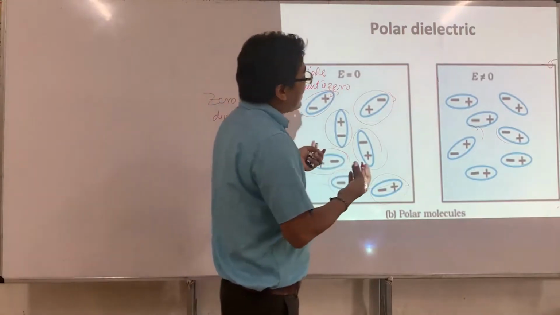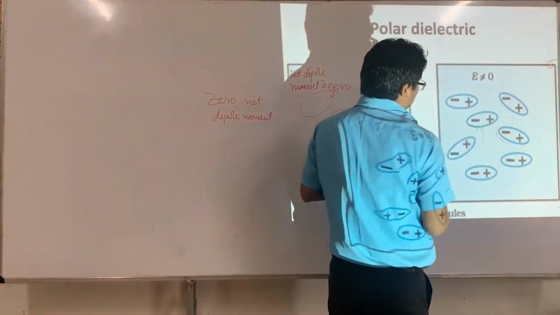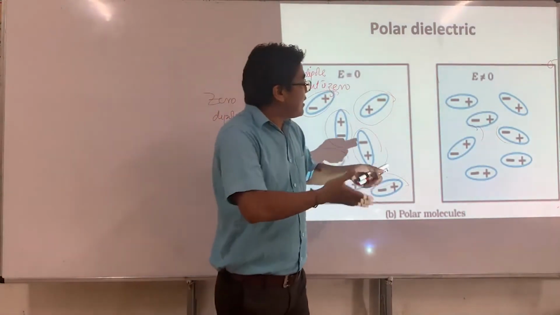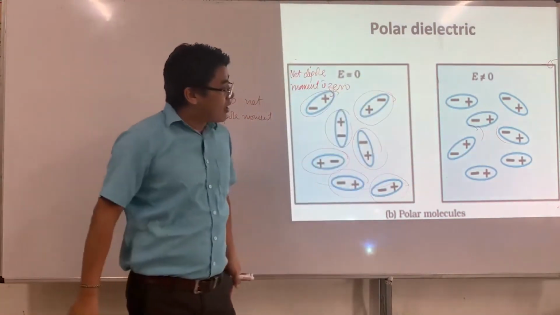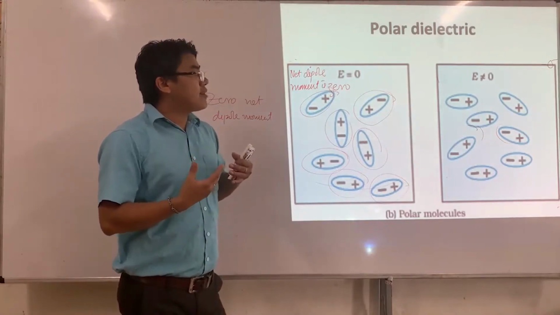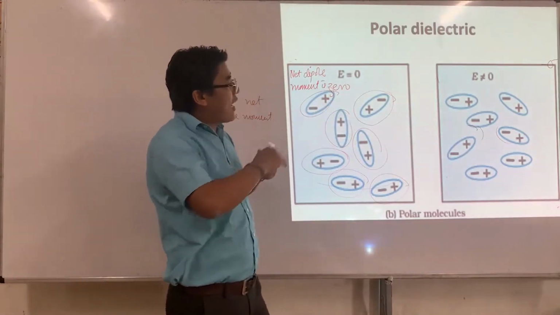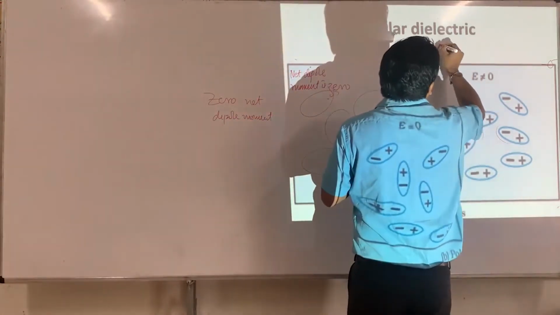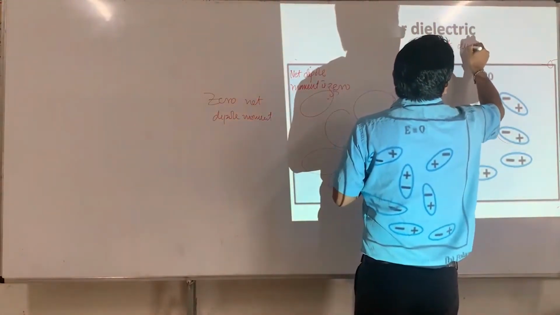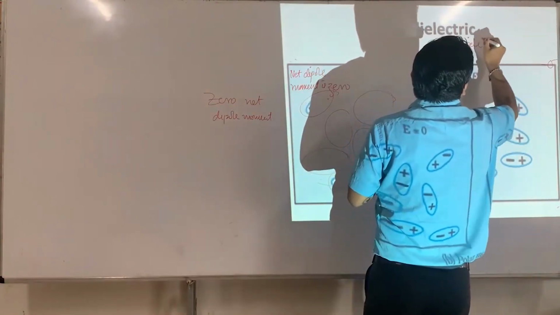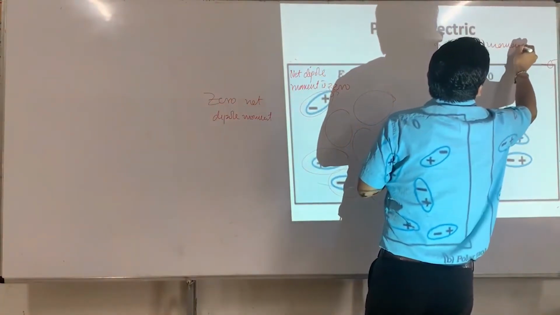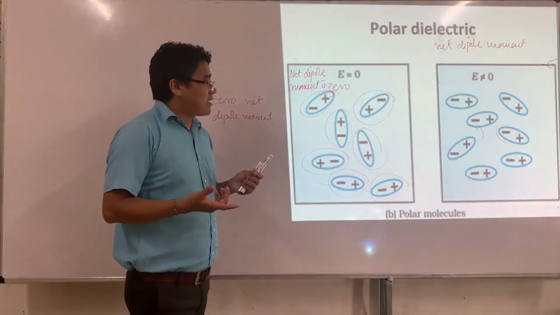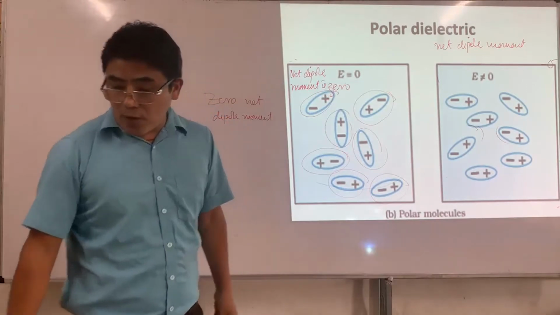Now, when I apply an external electric field, which is non-zero, again reorientation will take place. Molecules align themselves along the external electric field, and this creates a net dipole moment. This is what we call polarization taking place. So this is for the polar dielectric.